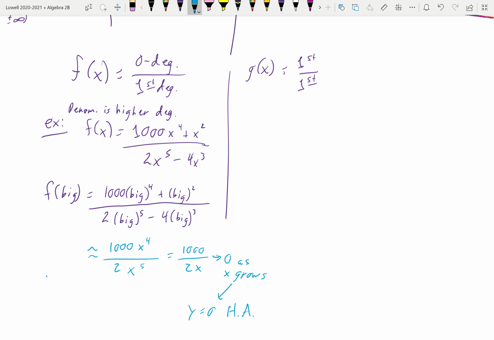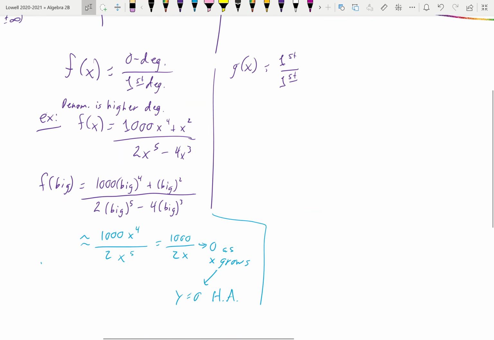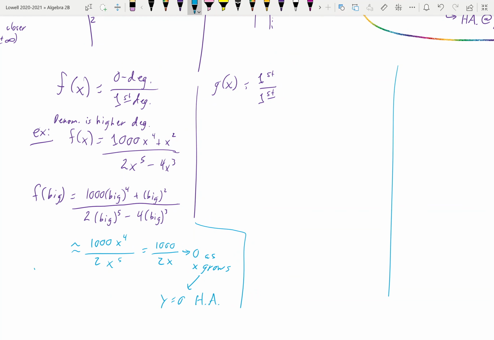But what if they're the same degree? Well, by the way, we could use the same line of reasoning if the numerator is higher degree. The numerator is going to get so much bigger than the denominator that the function is going to grow without bound. And so it wouldn't actually have a horizontal asymptote, because it'll just keep growing and growing and growing.